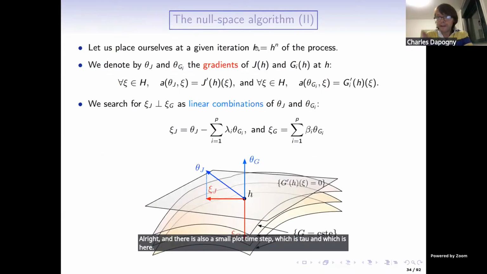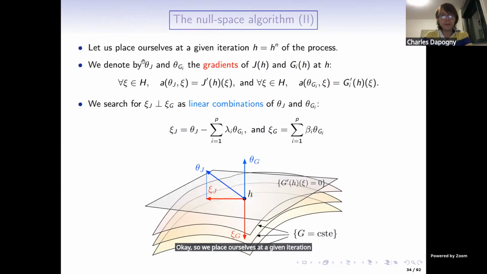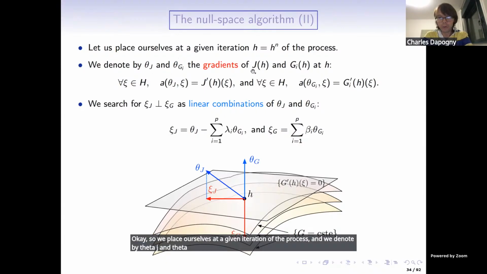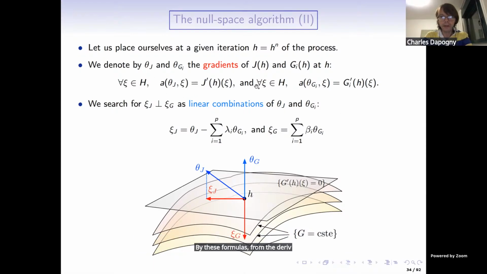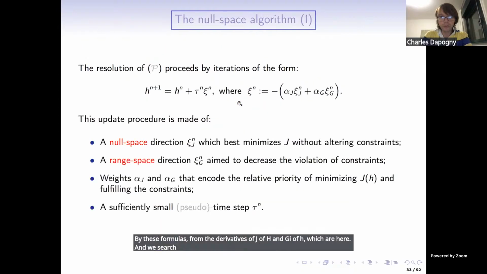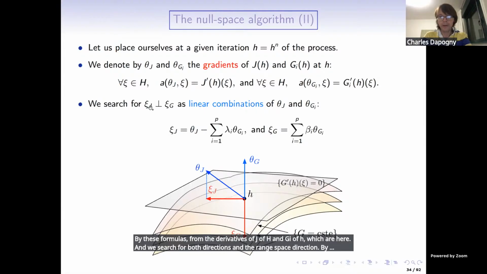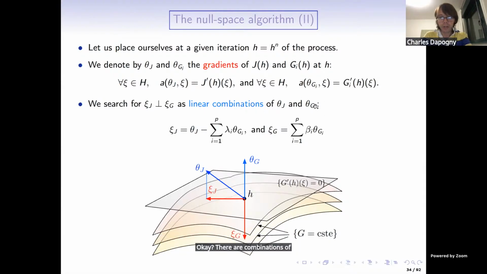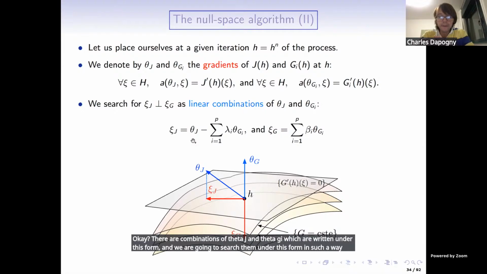So we place ourselves at a given iteration of the process, and we denote by θ_J and θ_{g_i} the gradients of J(h) and the constraints g_i, which are here. Let me remind you that they are obtained from the Riesz representation theorem by these formulas from the derivatives of J(h) and g_i(h), which are here. And we search for both directions, the null space direction and the range space direction, which by definition are orthogonal. They are combinations of θ_J and θ_{g_i}, which are written under this form, and we are going to search for them in such a way that they fulfill a certain number of desirable properties that I'm going to discuss now.